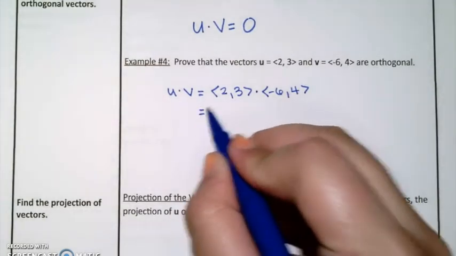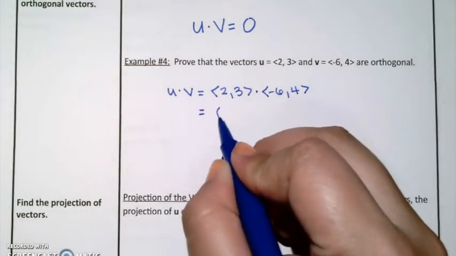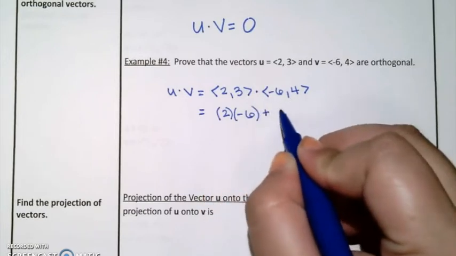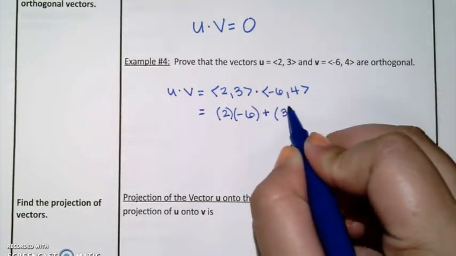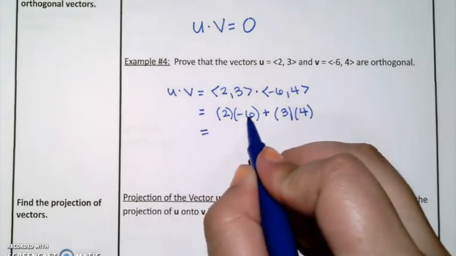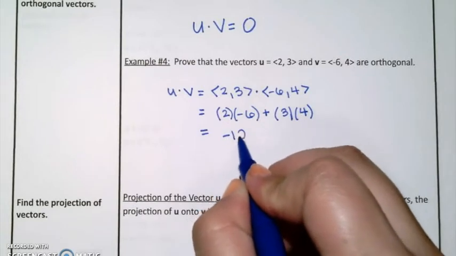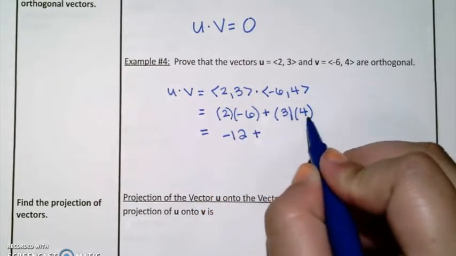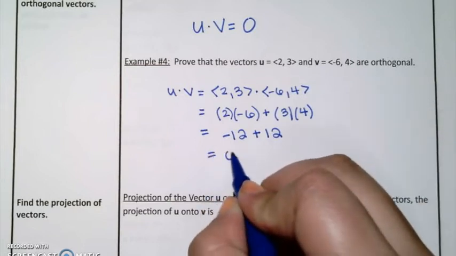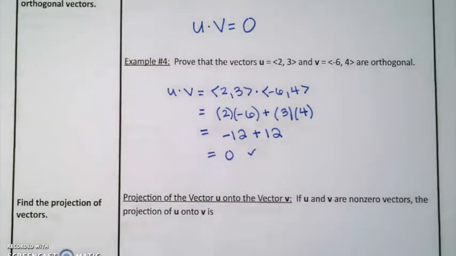Dot product, again, is the product of the first components, 2 times negative 6, plus the product of the second components, 3 times 4. So the product of the first components is negative 12, plus the product of the second components is 12. Negative 12 plus 12 equals 0. So we know that they are, in fact, orthogonal.